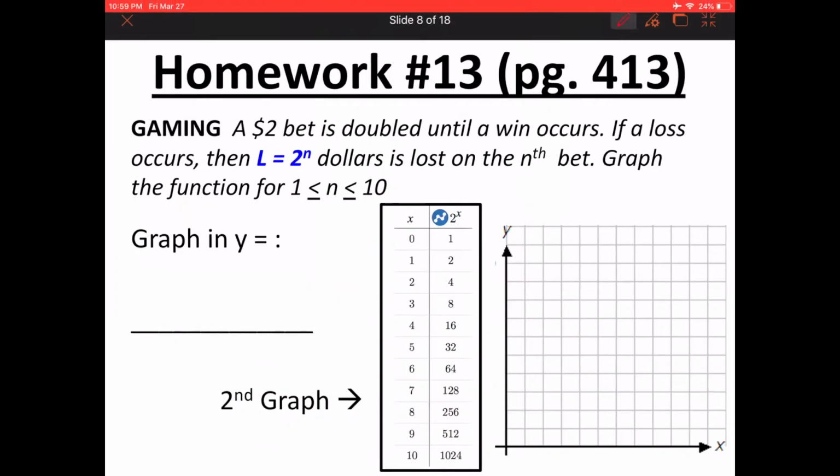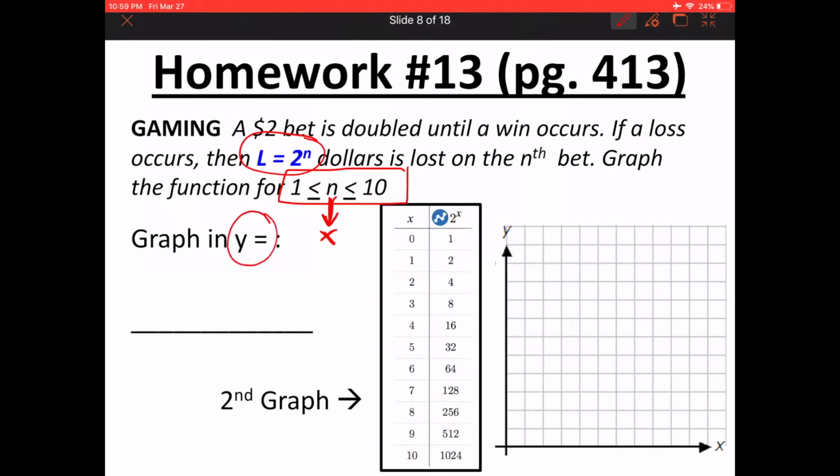In my next example, homework number 13, we're looking at a word problem here. A $2 bet is doubled until a win occurs. If a loss occurs, then L equals 2 to the n dollars is lost on the nth bet. Graph the function for 1 is less than or equal to n, less than or equal to 10. So we are going to be replacing the letter n with x, because that's a variable that our calculator can graph.